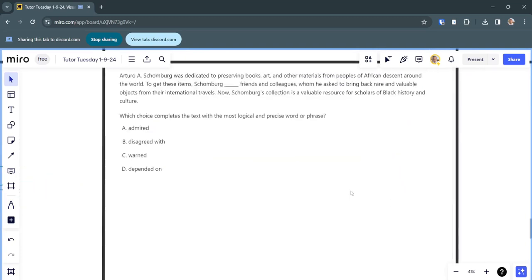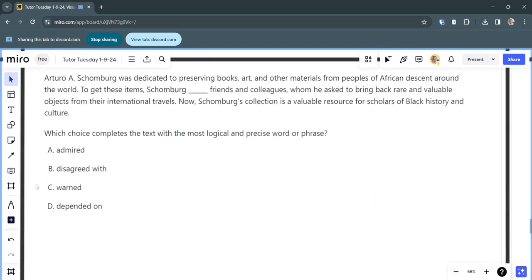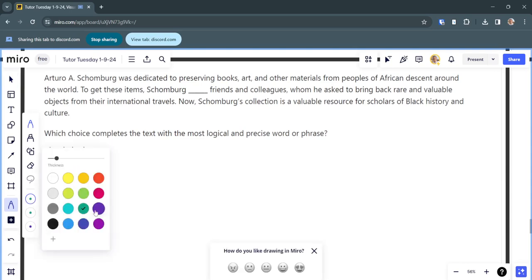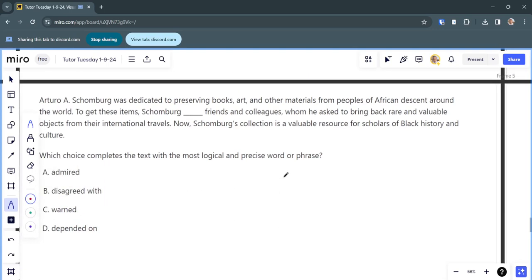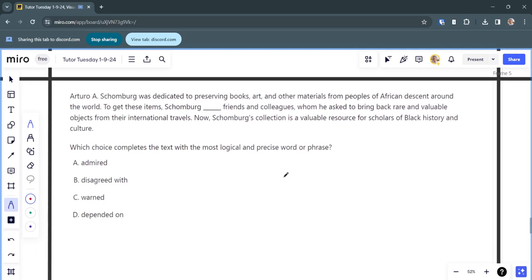Next one is a words in context reading question. Arturo Schomburg was dedicated to preserving books, art, and other materials from peoples of African descent around the world. To get these items, Schomburg blanked friends and colleagues, whom he asked to bring back rare and valuable objects from their international travels. Now Schomburg's collection is a valuable resource for scholars of Black history and culture. Okay, so we just need to replace the blank with each of the choices to see what word would fit the best.